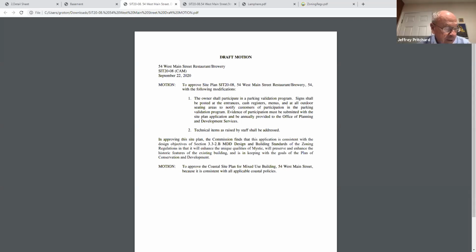Does anyone have anything else to say? If nobody has anything else, then we'll vote on the motion. All those in favor say aye. Aye. Aye. Aye. Aye. Any opposed?